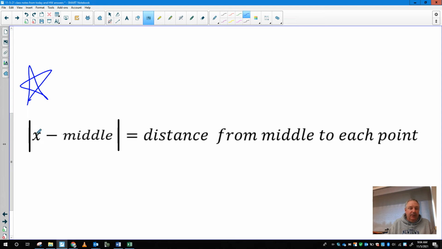So it's the absolute value of x minus the middle, the midpoint, whatever you want to call that.